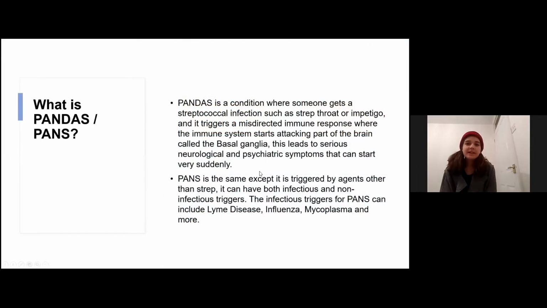So what is PANDAS and PANS? PANDAS is a condition where someone gets a strep infection like strep throat or impetigo, and it triggers a misdirected immune response where the immune system starts attacking part of the brain called the basal ganglia, which leads to the sudden onset of neurological and psychiatric symptoms. PANS is the same thing, but it does have other triggers, and it can include both infectious and non-infectious ones. The infectious triggers often include Lyme disease, influenza, mycoplasma, and more.